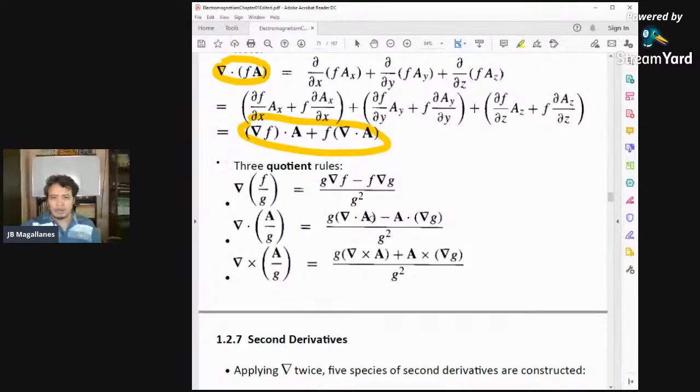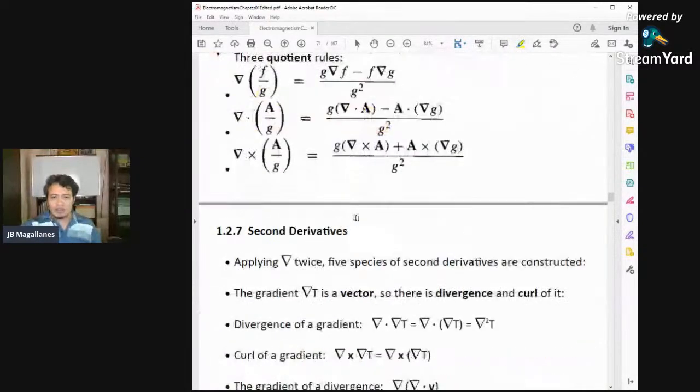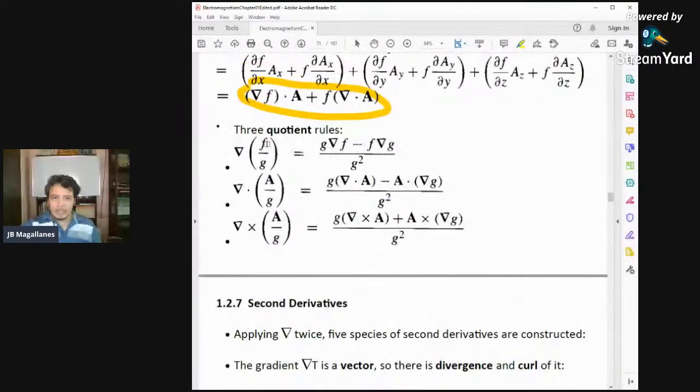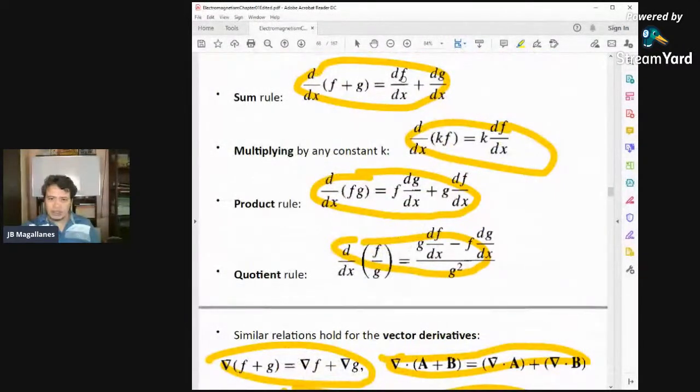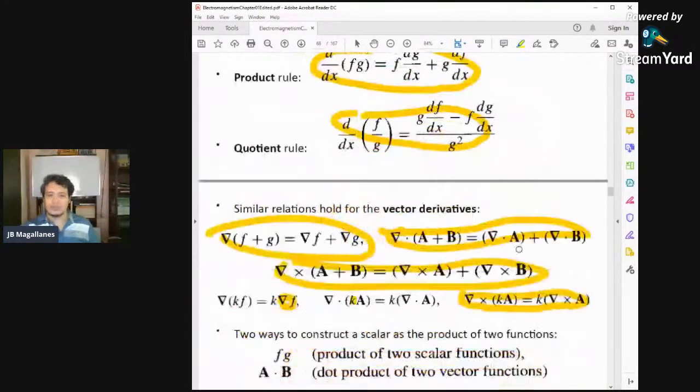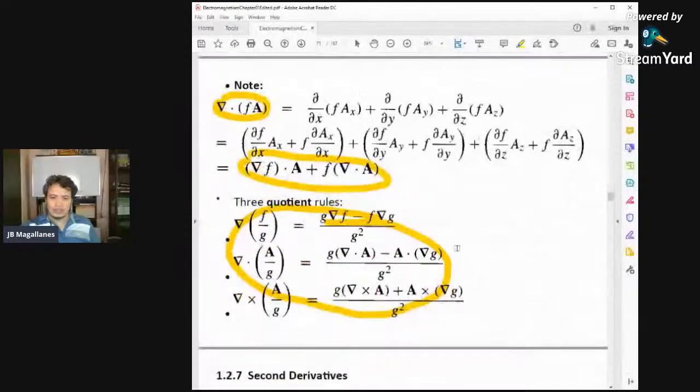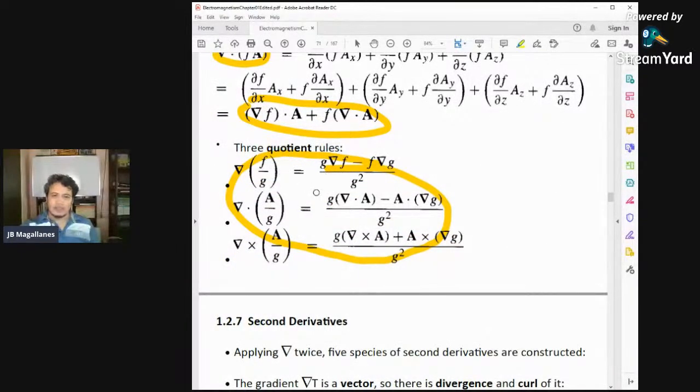And for the quotient rule, you have also these rules, which are very similar to these rules. That one is the last slide for today.